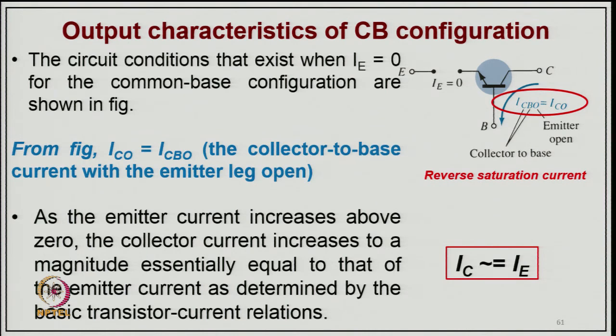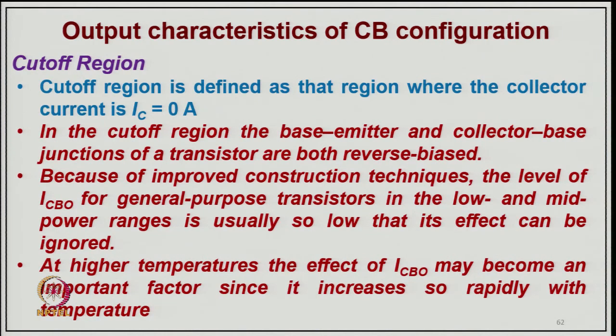The collector-base current flows with the emitter open, and as the emitter current increases above 0, the collector current increases to a magnitude essentially equal to that of the emitter current, determined by basic transistor action. So, we say IC is almost equal to IE, with of course some factor going to the typically small base current. The second region in the output characteristic is the cutoff region.